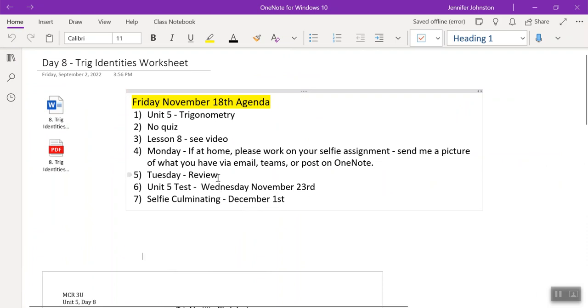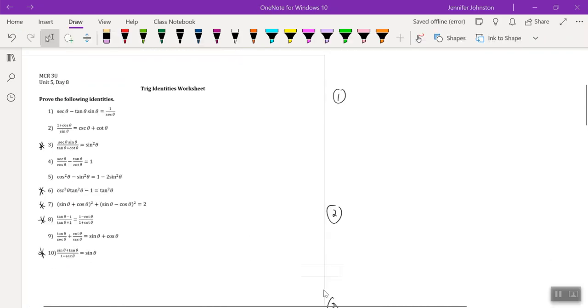Tuesday, we'll have a review. Hopefully we're back in school. And then Wednesday is still our test on November 23rd. Right? And our selfie assignment is due December 1st. So again, I want to see on Monday a picture of what you have so far. And let's go. Let's check out lesson 8.